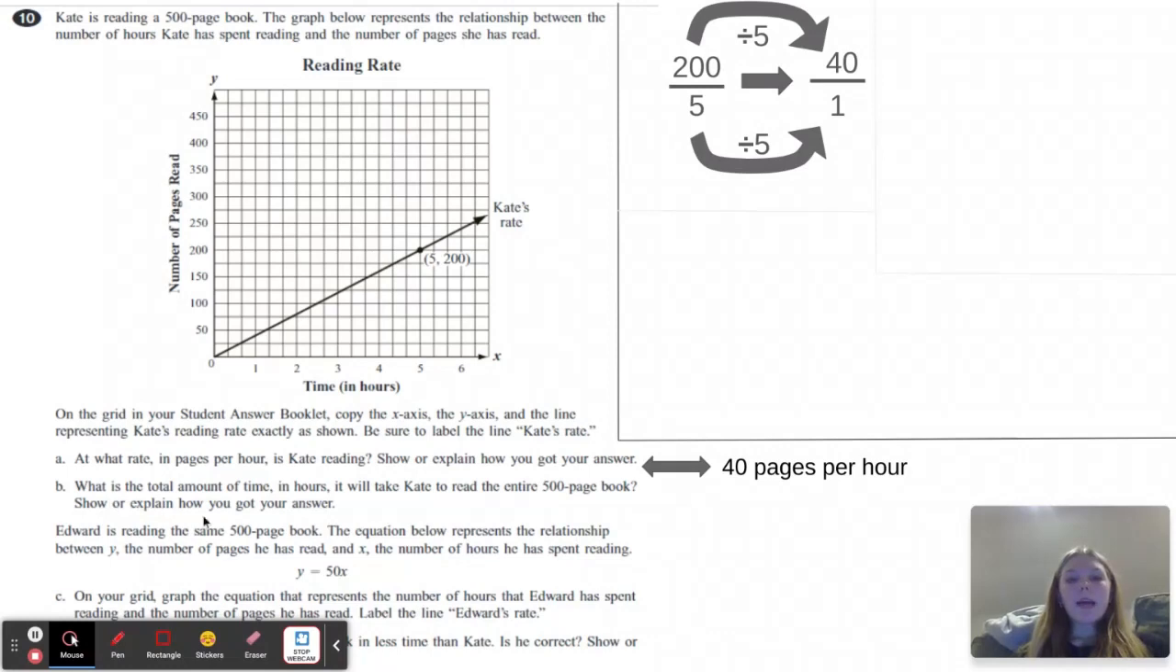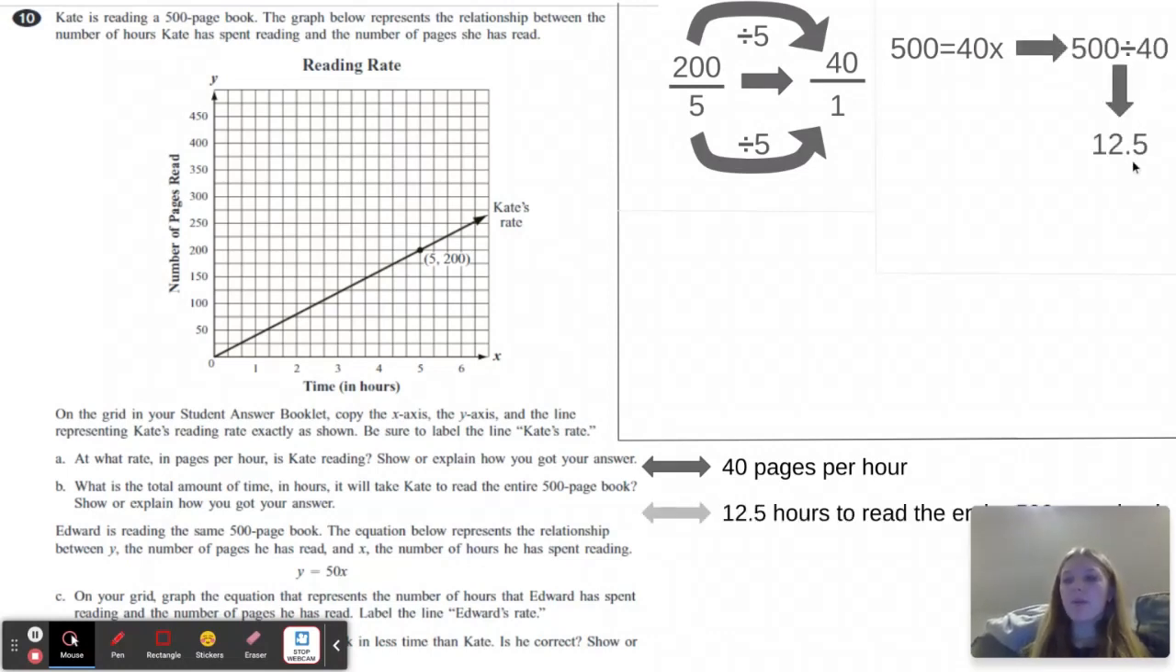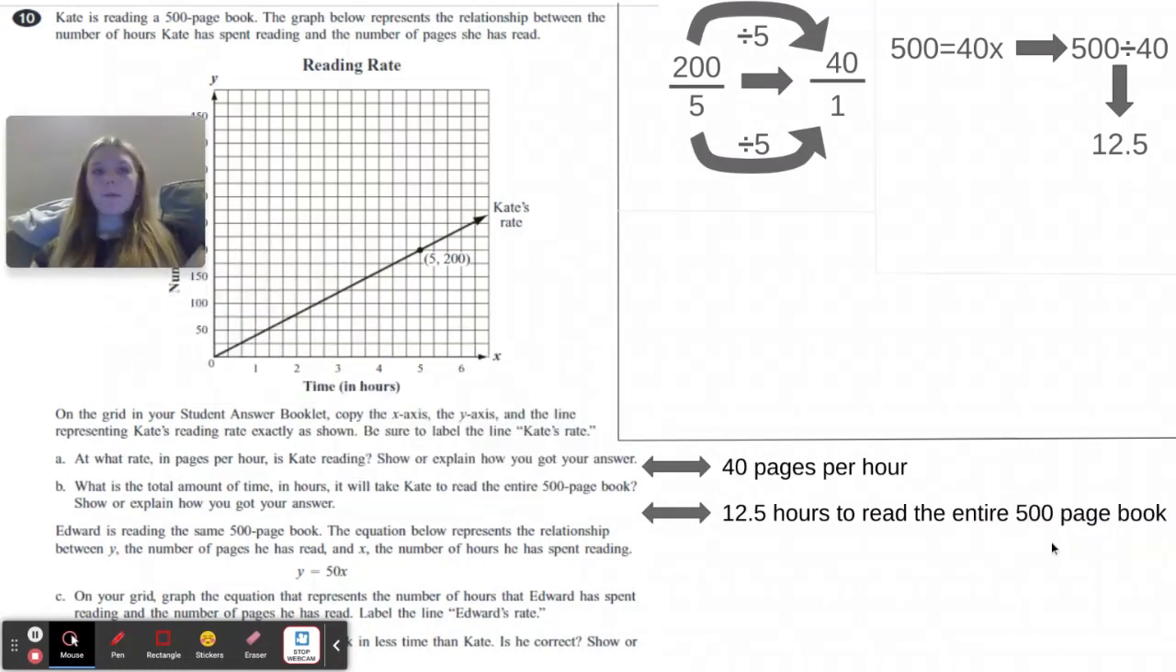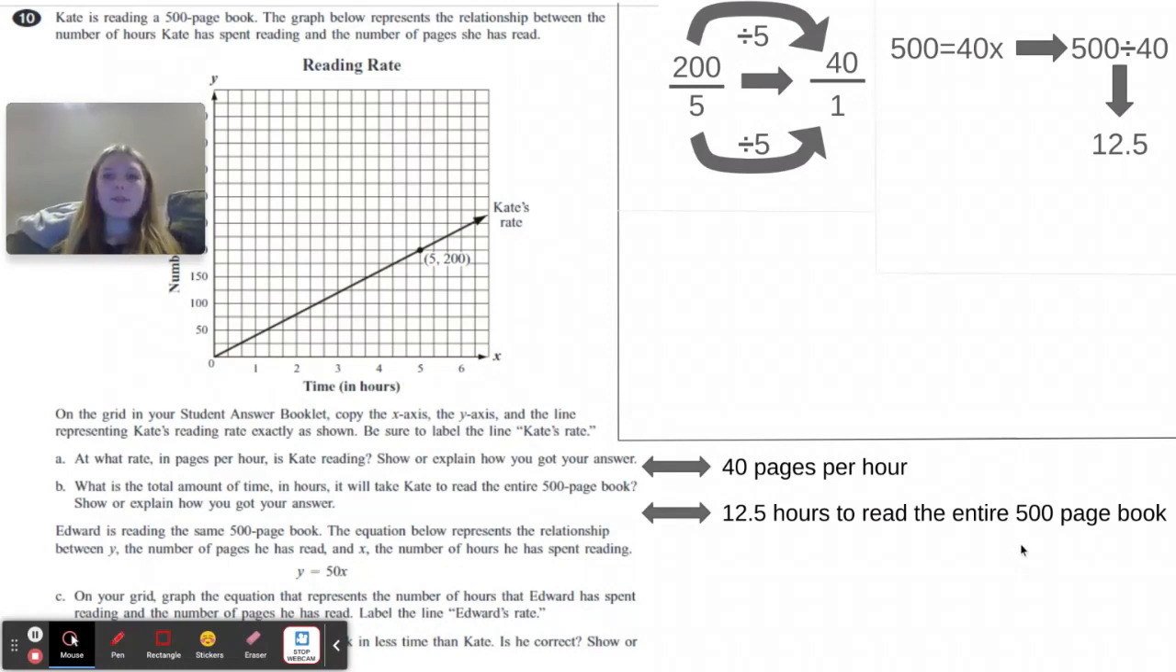What is the total amount of time in hours it will take Kate to read the 500-page book? First, we have to make an equation. The equation will be 500 equals 40x, because the slope is pages per hour. So it's 40 pages per hour, and we have to find how many hours it takes to get 500 pages. So we divide 500 by 40 to get 12.5. It'll take Kate 12.5 hours to read the entire 500-page book.